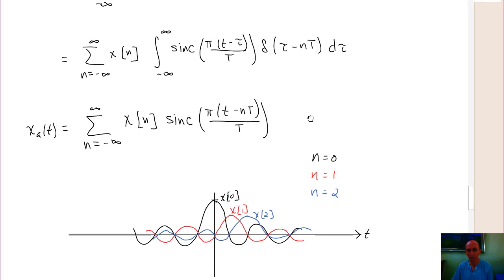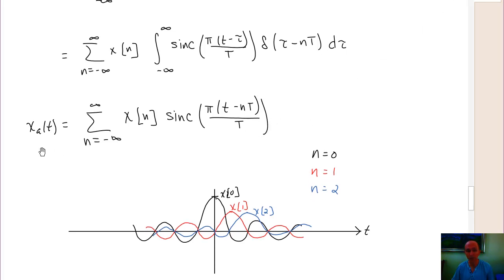Now, this is our final answer. This is our final equation, right? The signal, the reconstructed signal, what is it? It's a bunch of sinc functions shifted in time with different amplitudes. Now, let's take each of these terms.